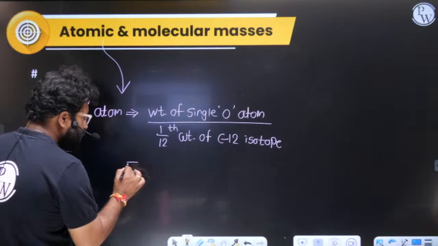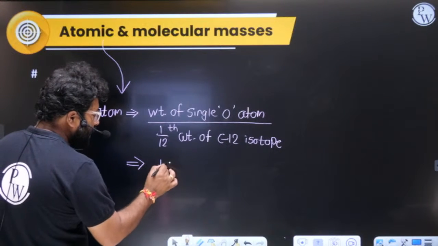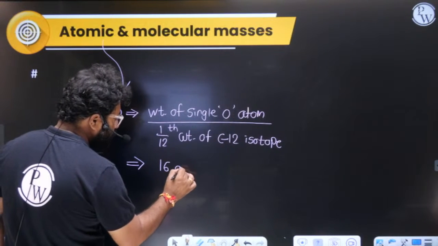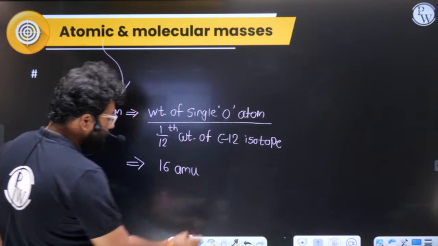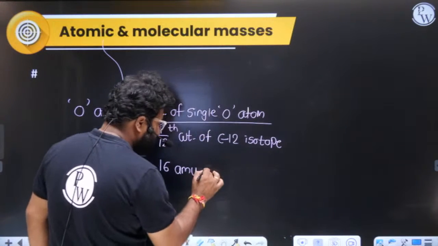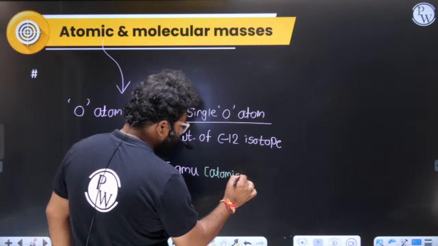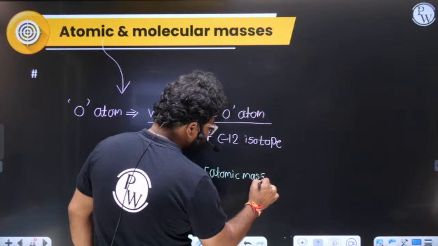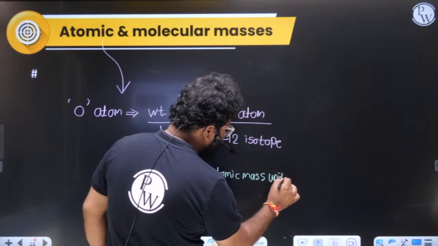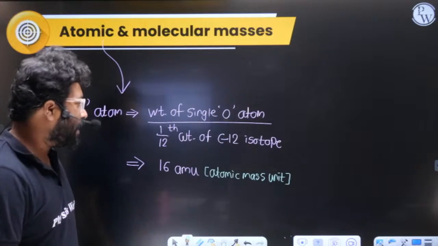Anyways. So this comes out to be 16 AMU. I hope you already know what AMU is. AMU is atomic mass unit. So the weight of a single oxygen atom is 16 AMU.